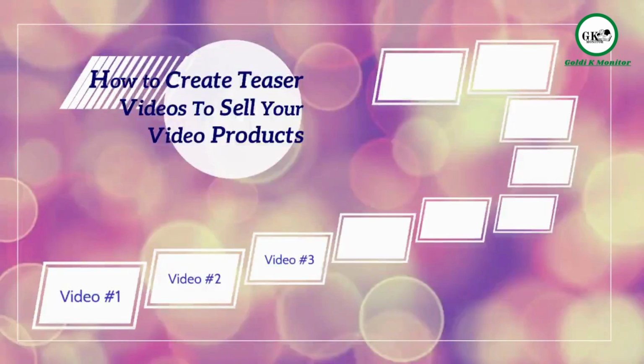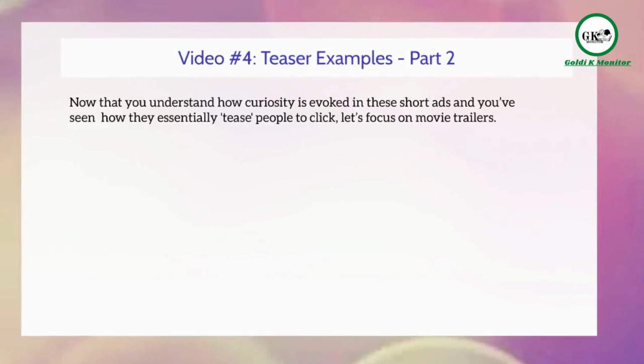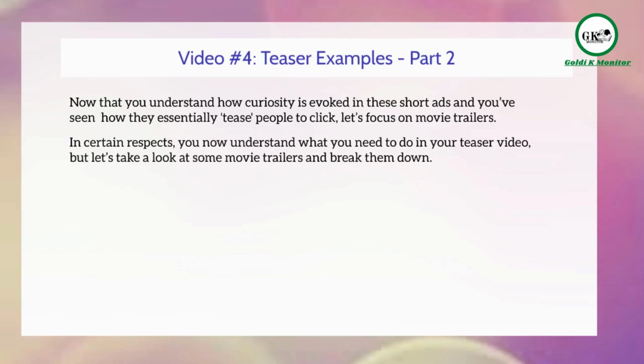Hello and welcome back. This is video number 4. We're going to talk about teaser examples part number 2. Now that you can understand how curiosity is invoked in the short pay-per-click or advertorial ads, and you've seen how to tease people to click, let's focus on movie trailers. In certain respects, you now understand what you need to do in order to create your teaser video. But let's take a look at some movie trailers and break them down.